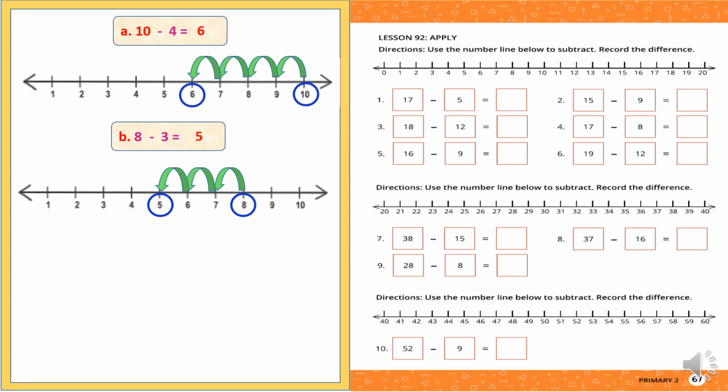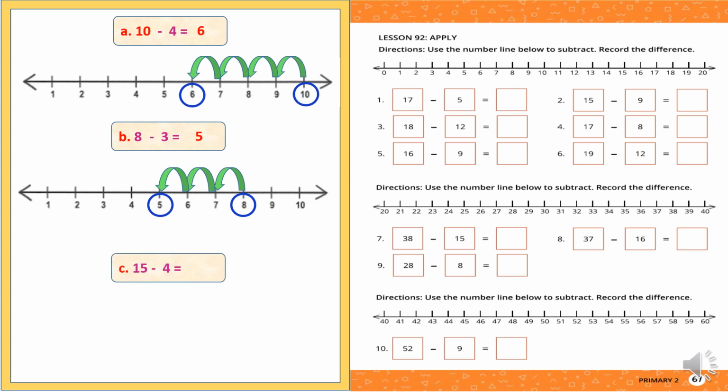We can check by another way. Count from small number to reach big number. 8 minus 3. The small number is 3. After 3, 4, 5, 6, 7, 8. How many fingers we have? 5 fingers. So we will write 5.